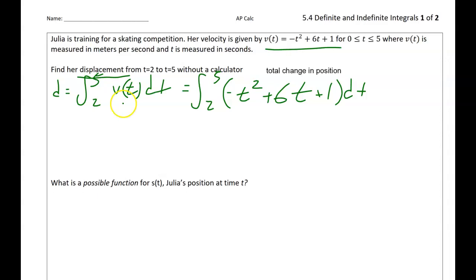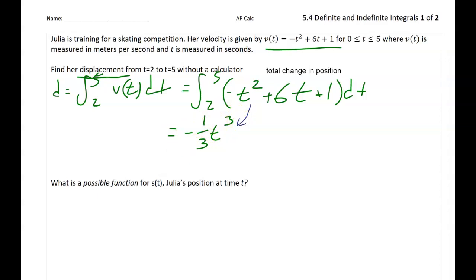So what I'm going to do here is rewrite the integral, and instead of using v of t, I used the whole function v. So I rewrote it as the actual formula for the function. And now I'm going to take what is called the antiderivative. So that looks like this. I'm going to do just the first term.